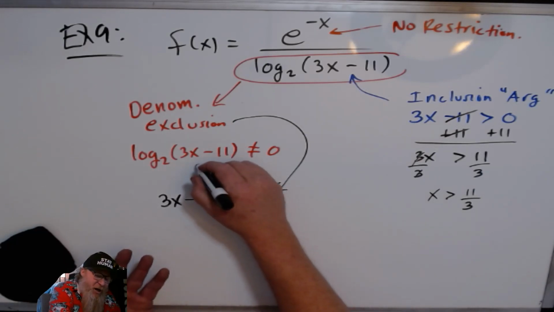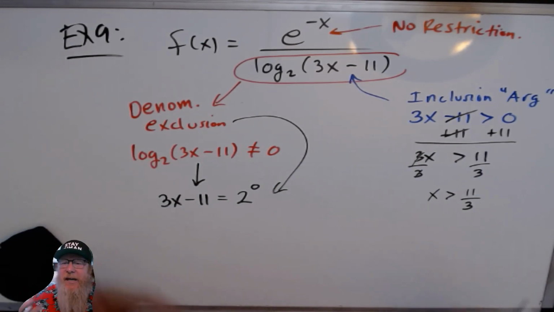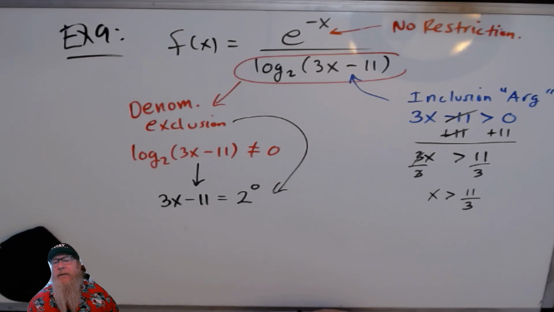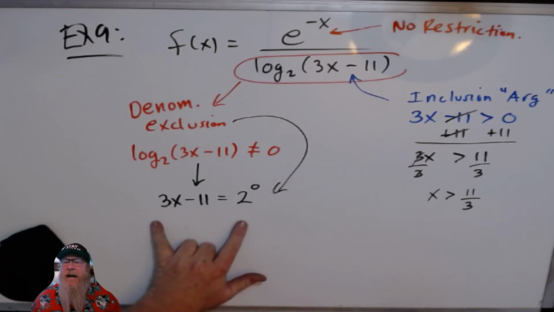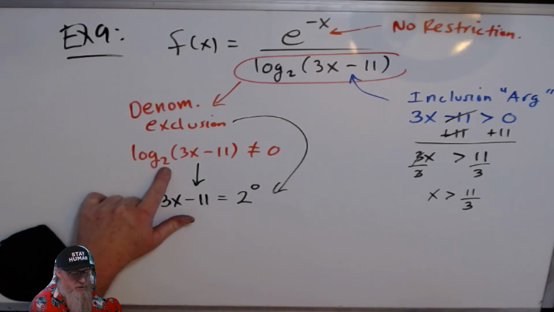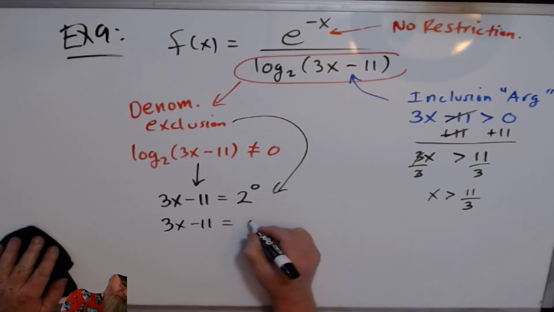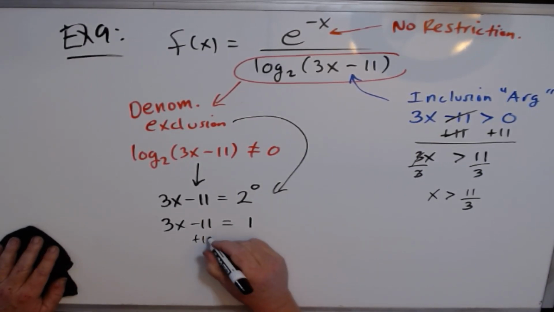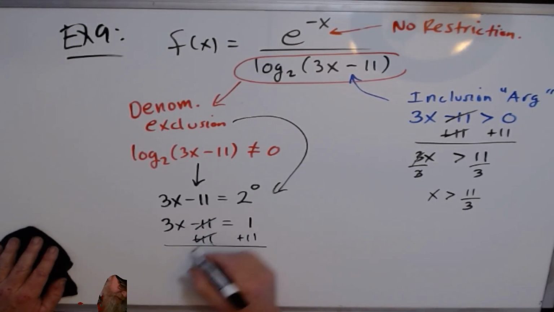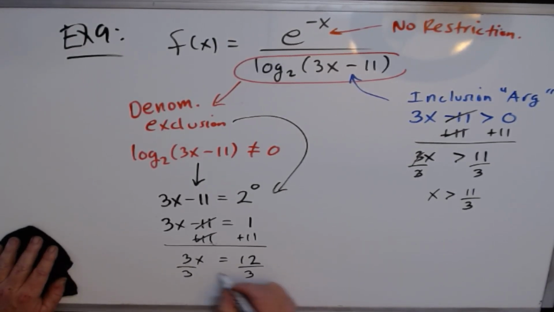But jumping from this step to this step is very difficult if you don't understand the nature of a logarithm. If you try to just solve it the way it is, it's going to be very difficult. But if you translate it, you realize, oh, it's just a base 2 exponential. Watch how easy it is to solve. Anything to the 0 power is 1. Add 11 to both sides. Divide by 3. And I get x is 4.